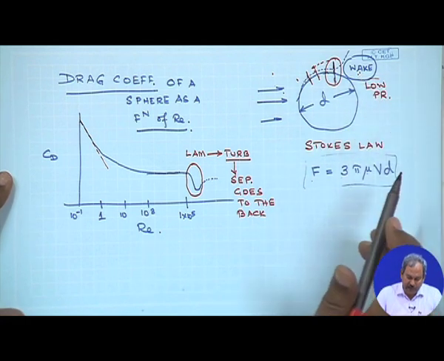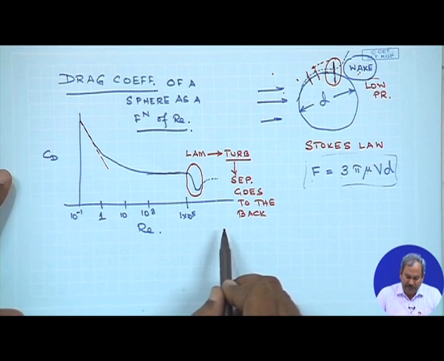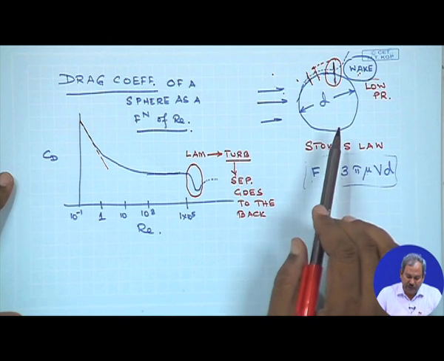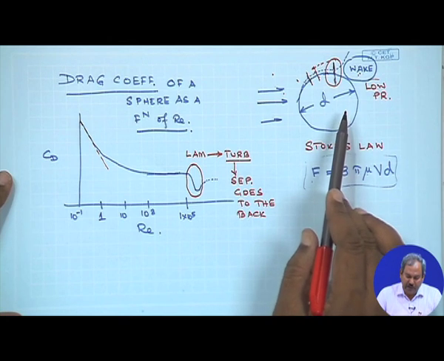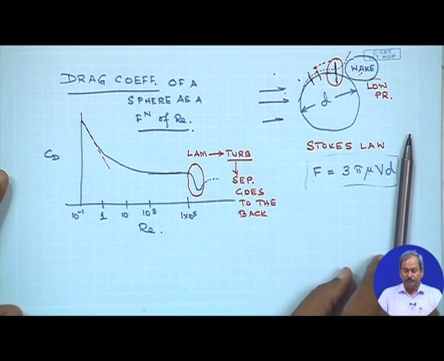So, a turbulent boundary layer, since it has more momentum than a laminar boundary layer, can better resist an adverse pressure gradient. Consequently, turbulent boundary layer flow is desirable on a blunt body.